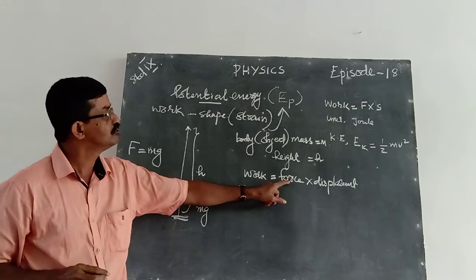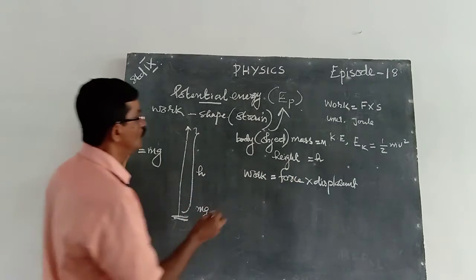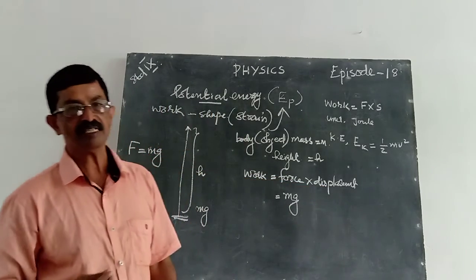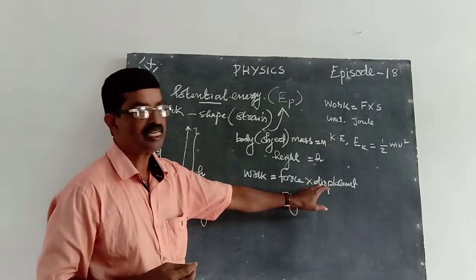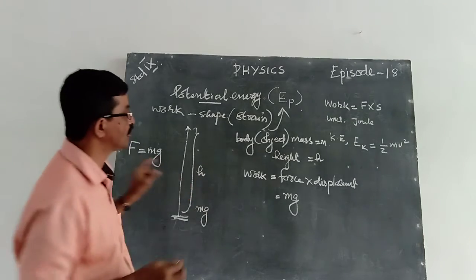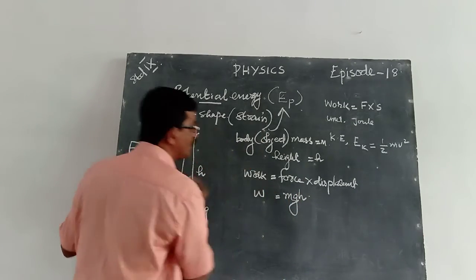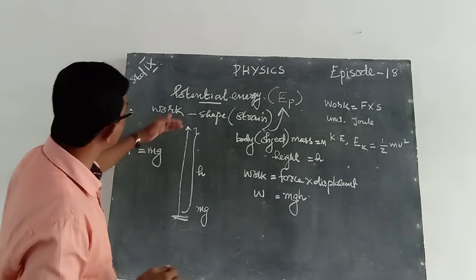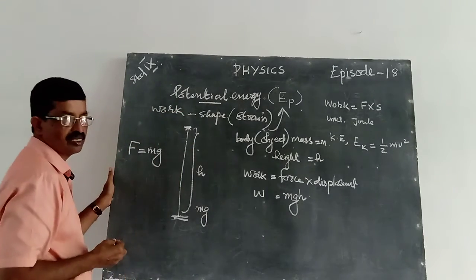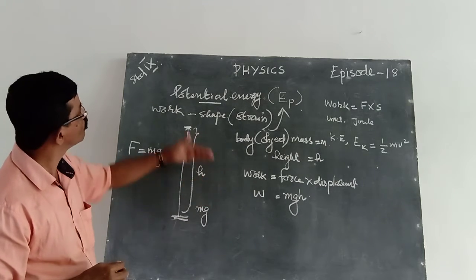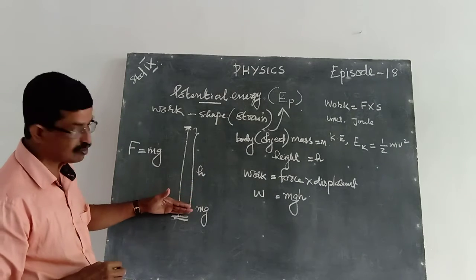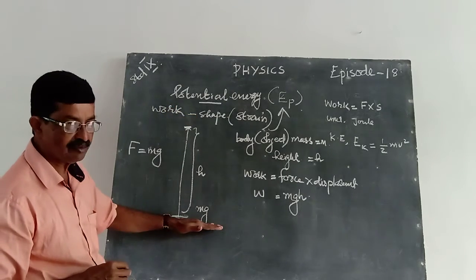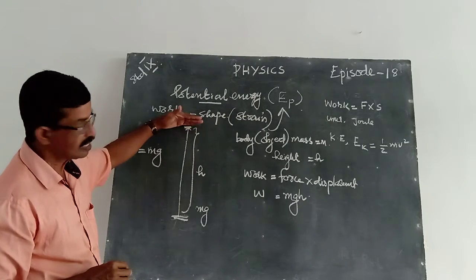We know work done is equal to force into displacement. So work is equal to, here, force is mg. Then what is the other term here? It is displacement, which here is h. So the work done, W, is equal to mgh. For example, I lift a body of mass m to a height h. Then its weight is mg, mass is m, and this much work is done.